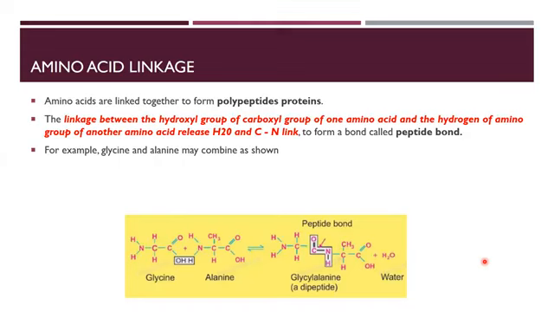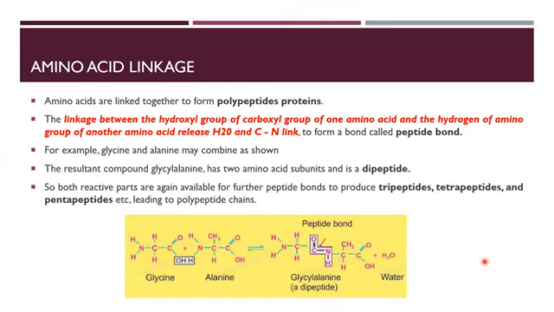The peptide bond will be formed between the amino acids. And if we attach another amino acid here, it will form a tripeptide. If we attach another amino acid to the tripeptide, it will form a tetrapeptide and so on.